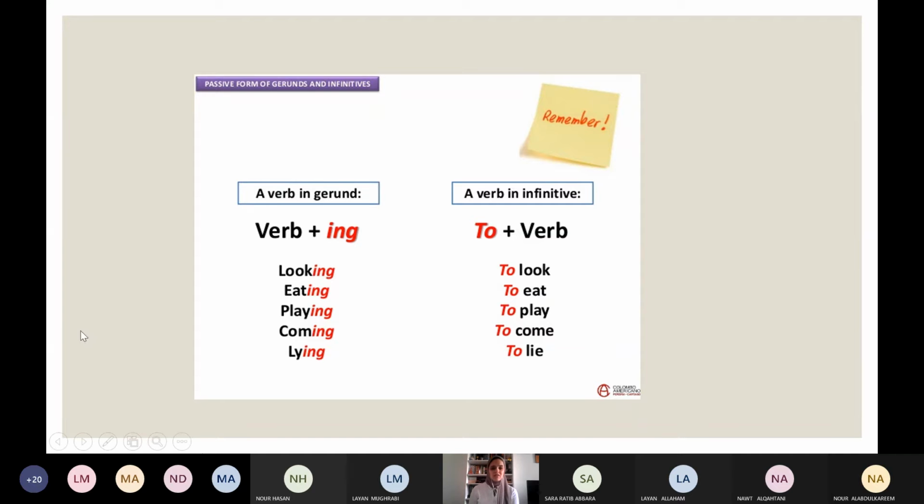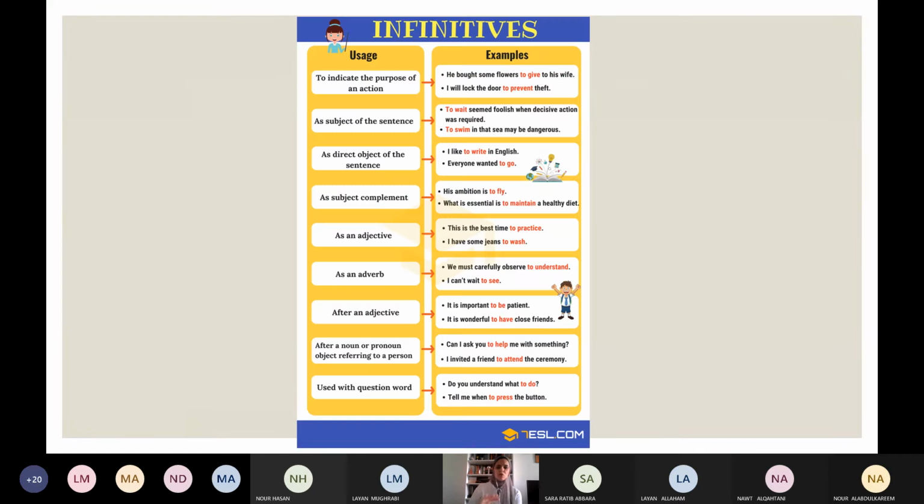So we've just taken a verb in gerund, verb plus ing: looking, eating, playing, coming, lying. A verb in infinitive: to look, to eat, to play, to come, to lie, to sleep, to walk, to cry, to watch, to eat. Any verb after to is an infinitive. That's it. So easy.